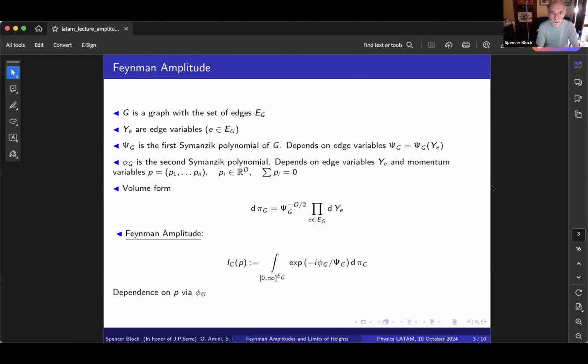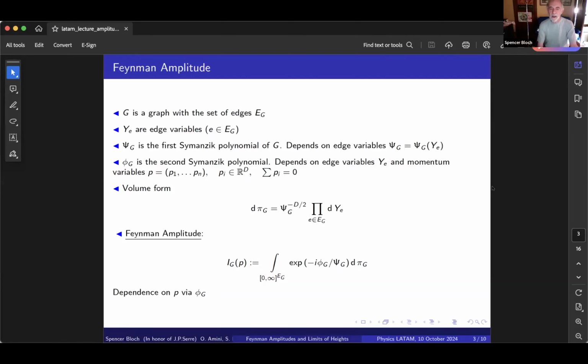This is the measure d pi, and it has in the denominator a certain power of the first semantic, and with that we define the Feynman amplitude. There are many ways to write it, but this is the way they do it in the text I was looking at, again as an exponential. So in parallel with the previous amplitude, the string amplitude, you have an exponential of something.